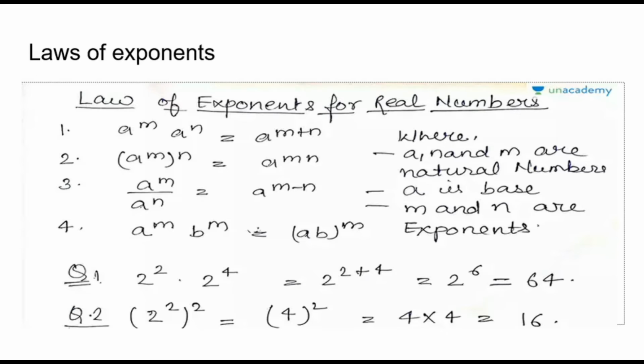Fifth law, a raised to the power 0 will be equal to 1, no matter what value of a we put. Sixth law, the nth root of a will be equal to a raised to the power 1 upon n. The seventh law, the nth root of a raised to the power m will be equal to a raised to the power m upon n. So that was the 7 laws of exponents that we have in this chapter.